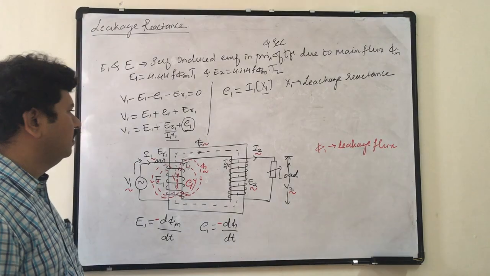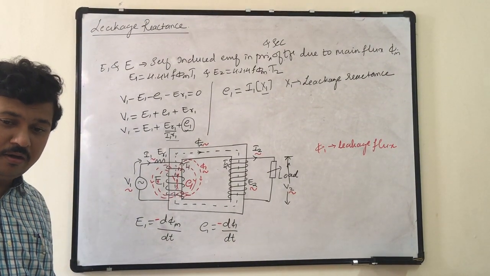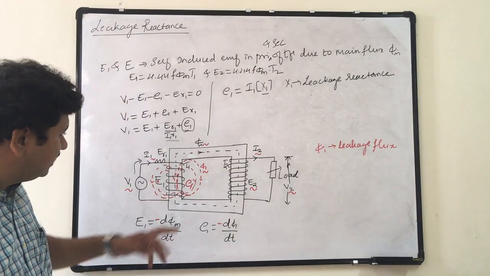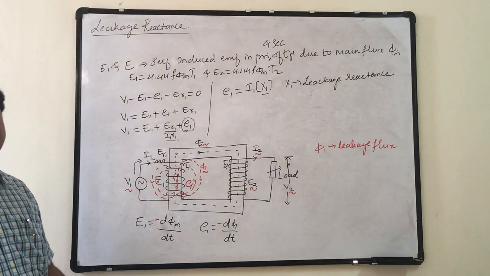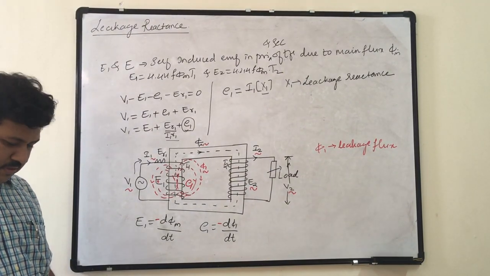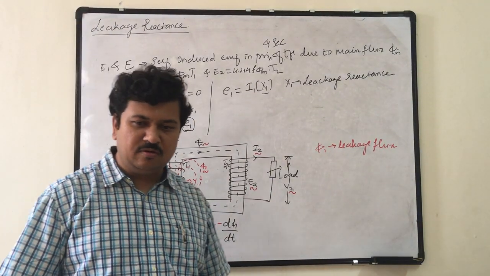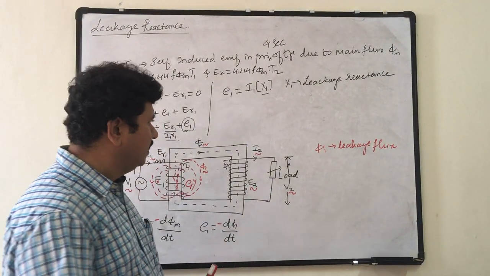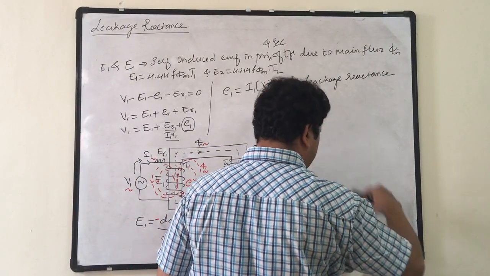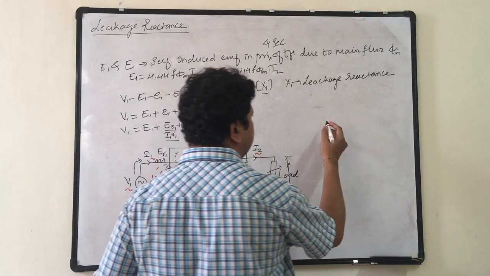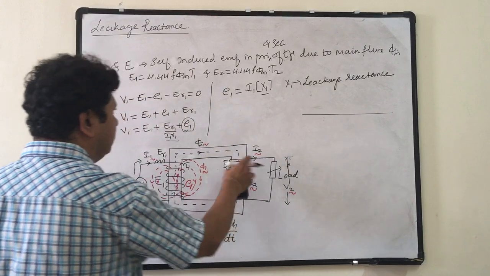Now going one step ahead, in all ways, how is this leakage reactance linking the winding? That is my question. We know that core type transformers are with cylindrical winding structures. So I will draw a core type transformer. I will erase it.